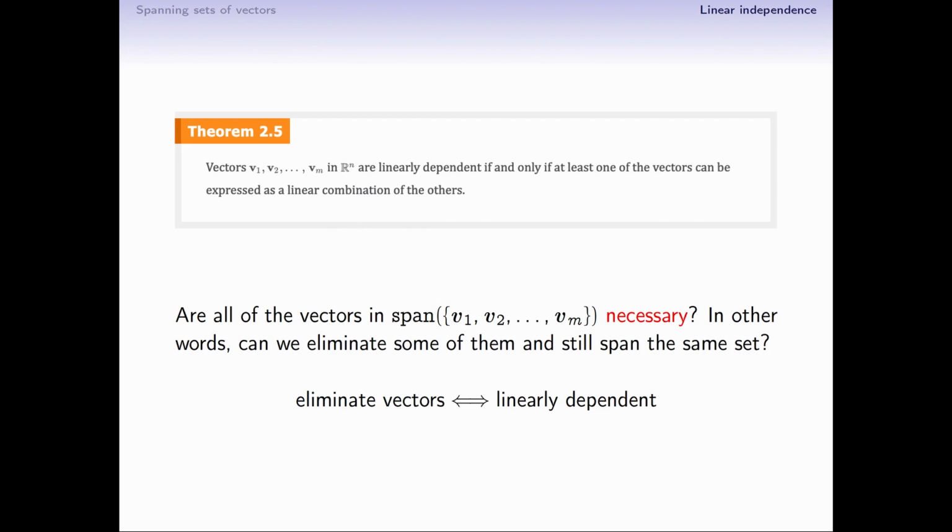All right, but that's precisely the issue that theorem 2.5 is addressing. It's telling us that if one of the vectors can be expressed as a linear combination of the others, then that must mean that the collection is linearly dependent. But on the other hand, if none of the vectors can be expressed as a linear combination of the others, then the collection must not be linearly dependent. It must in fact be linearly independent.